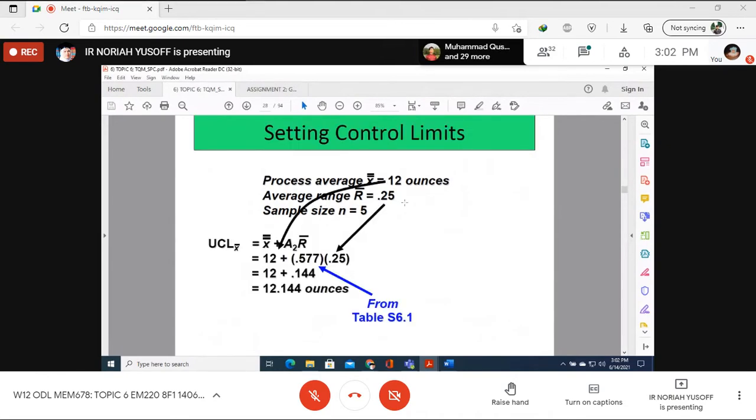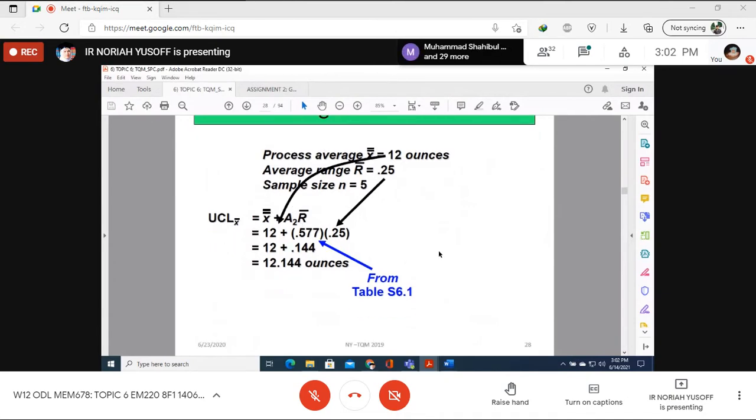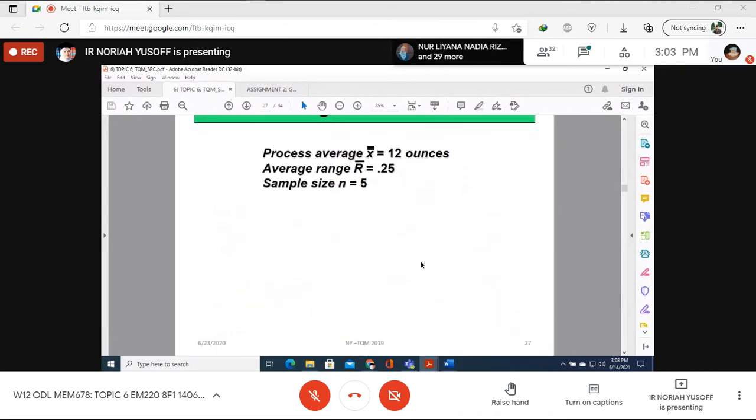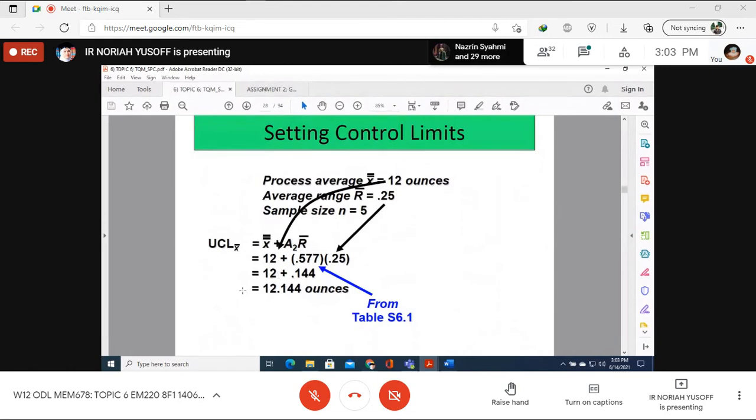Look, X double bar is 12 ounces. A2 is taken from Table 1. In Table 1, for n equals 5, the A2 value is 0.55. So you just take this value and multiply it by R bar.